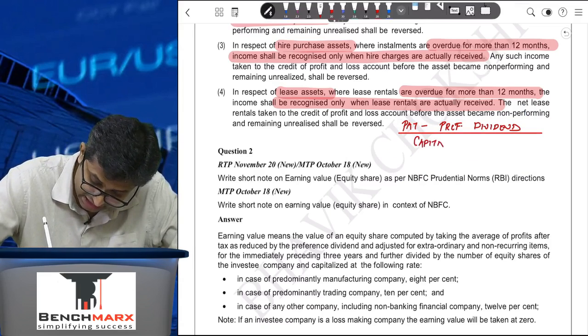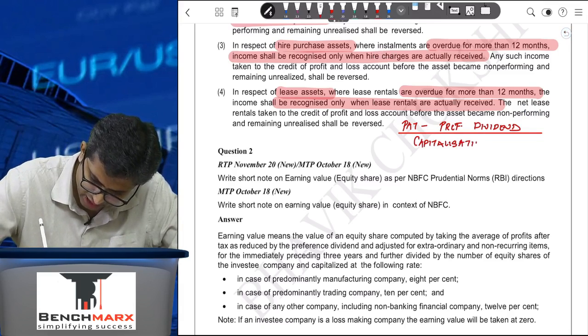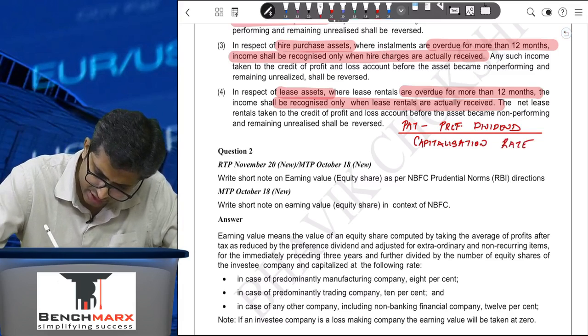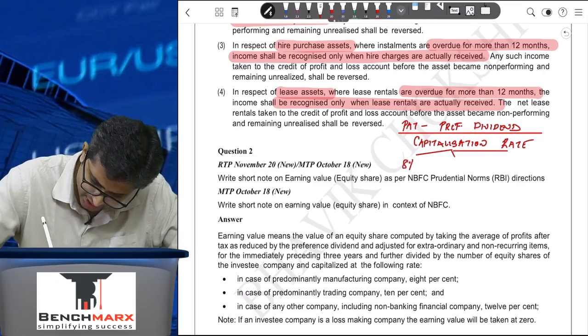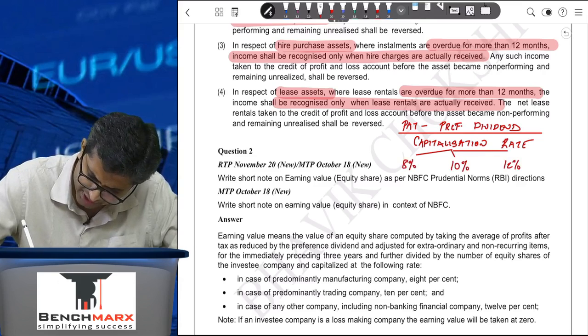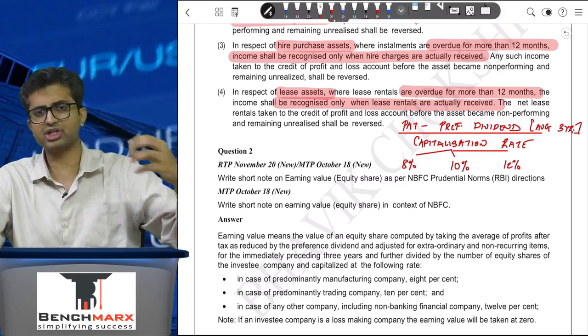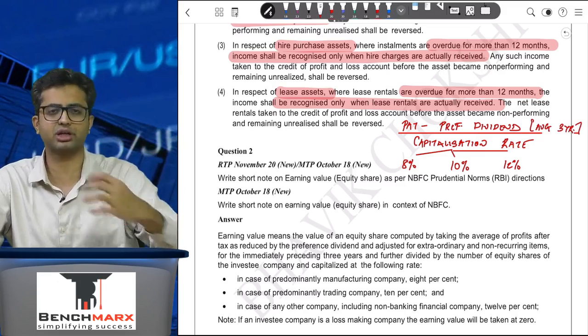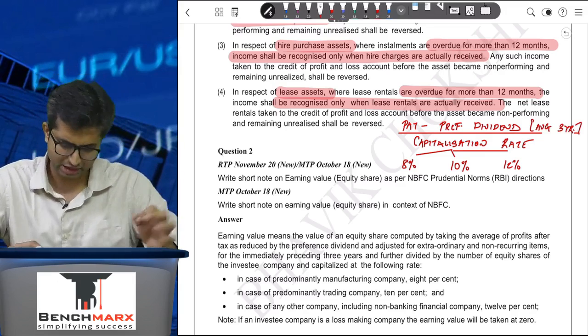Capitalization rate is taken as 8% for manufacturing companies. Achha, what can the capitalization rate be? This can be either 8% for manufacturing companies, 10% for trading companies, and 12% for every other company. And the numerator is the average for the last 3 years. The average profits for the last 3 years after deducting preference dividend, divided by an appropriate capitalization rate, will give you the earnings value.